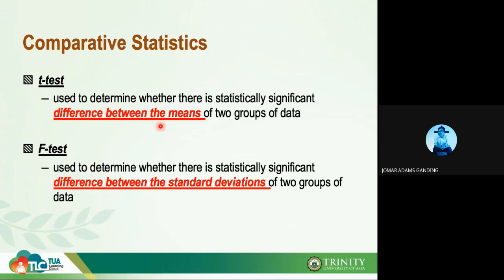Secondly, we have your F-test. Your F-test is a test used to determine whether there is a statistically significant difference between the standard deviations of two groups of your data. So that's what we're trying to compare. We're trying to compare the means if we are using the t-test. If we're using your F-test, we are trying to compare the standard deviations of your two groups. Okay, I hope that's clear to everybody.